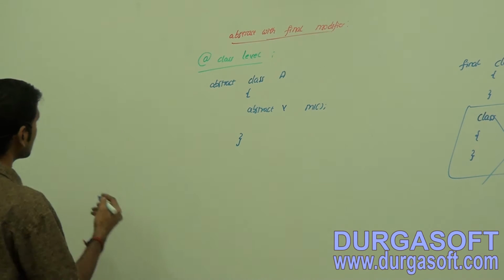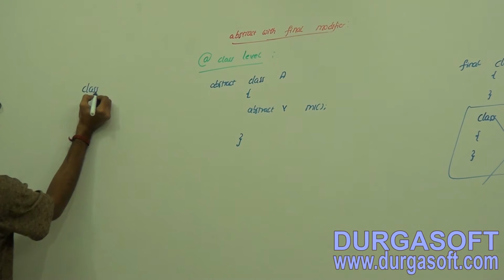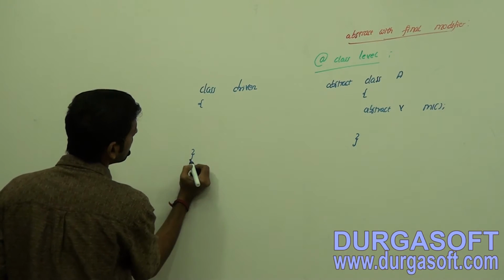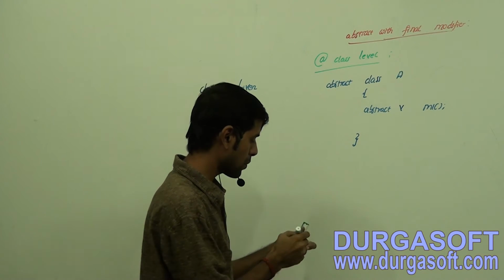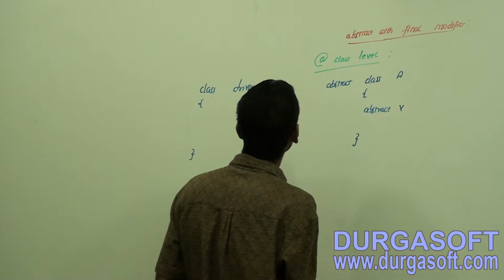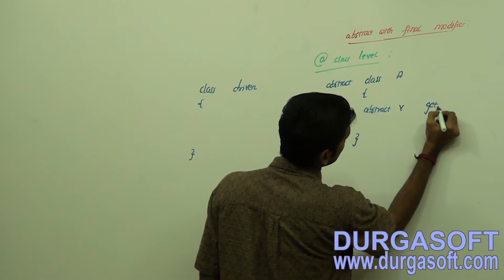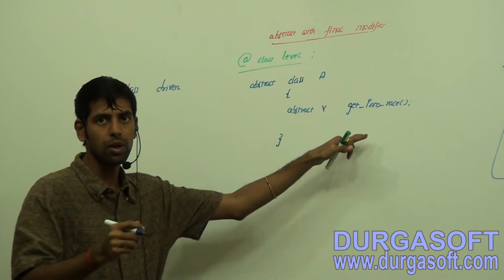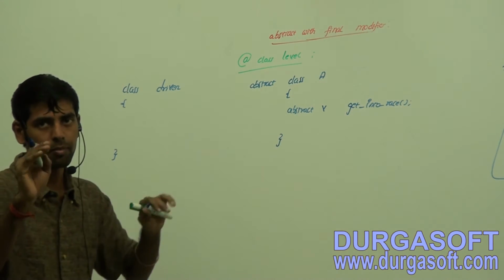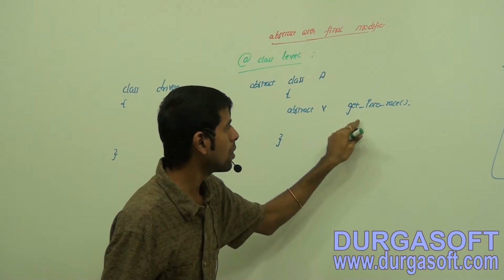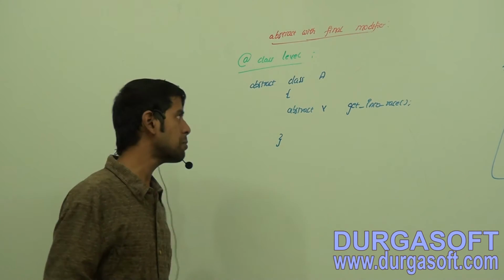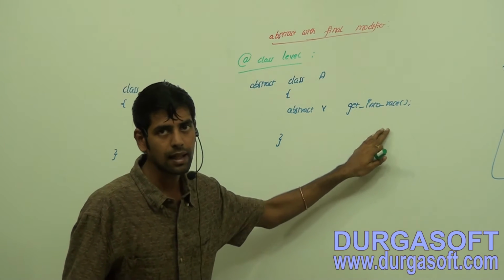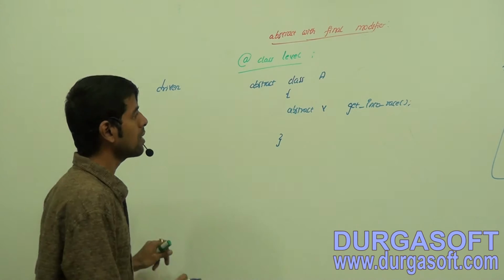Think that I have a class, a Driven class. This person wants, as abstract, getIntoRace. Just for our convenience, I am changing the method name. Let it be abstract getIntoRace. Now this person wants this method declaration exactly.